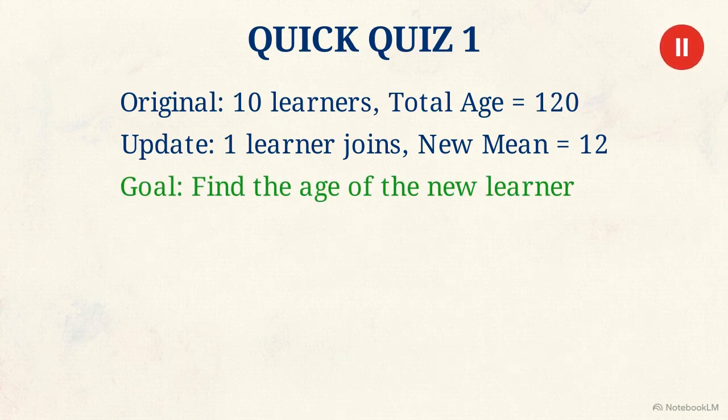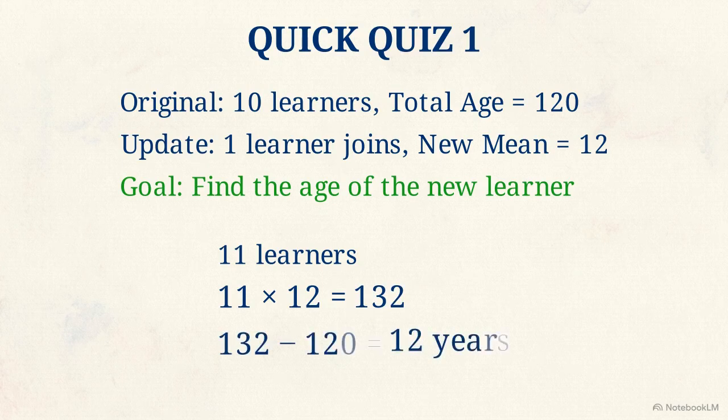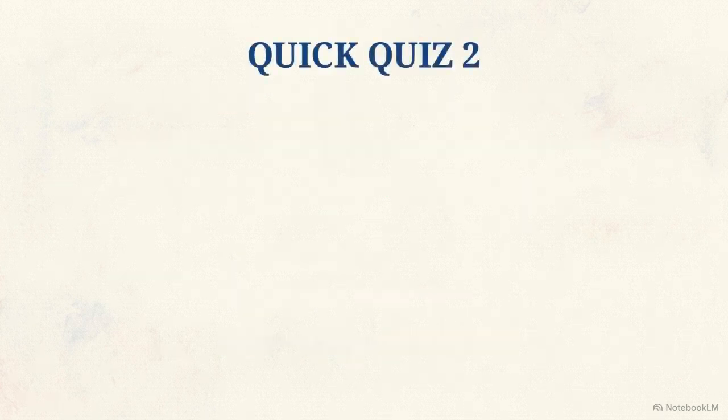Let us see if you got it. 11 learners times a mean of 12 gives a new total of 132. 132 minus the old total of 120 means the new learner is 12 years old. Well done! One more for practice.